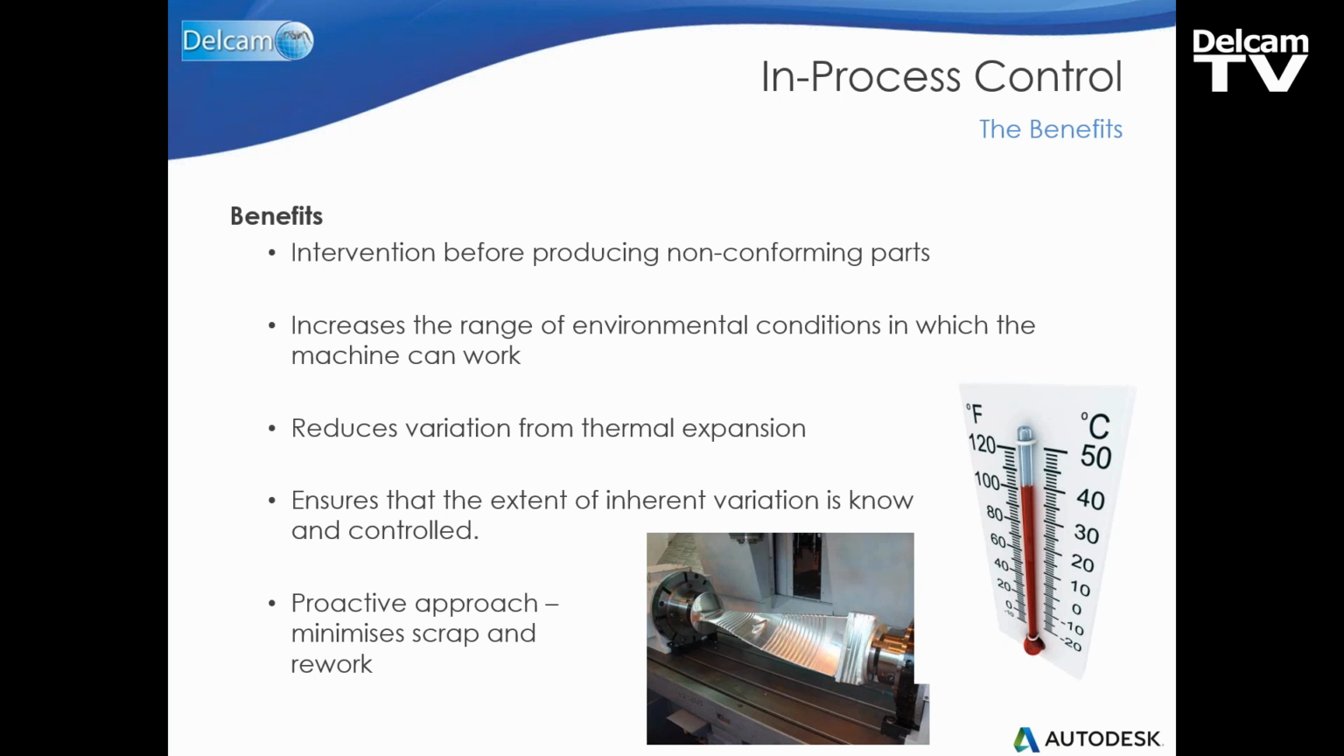One of the other benefits is that it allows us to increase the range of environmental conditions in which the machine can work. So this is really key when we're working on larger parts where thermal stability might be an issue. And by compensating for changes in the environmental condition, then we have greater control again. We reduce the variation in our machining program, and we can ensure that features are within tolerance. So overall, we can say that this is a proactive approach and that it minimizes the scrap at the end of the process and minimizes your rework, saving you both cost and time.